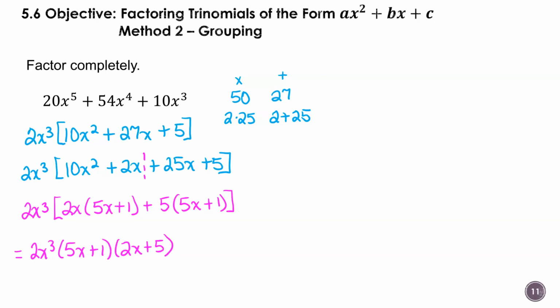My suggestion is just carry it down the page so that it doesn't end up left at the top somewhere and not in your answer, because if you're checking answers and you multiply this out, you need that 2x cubed because it was part of the original trinomial.